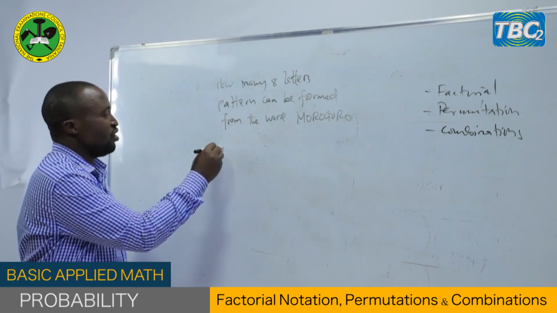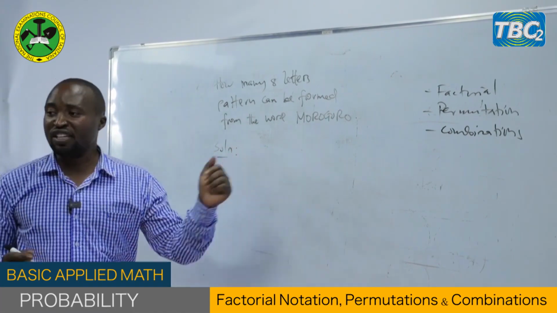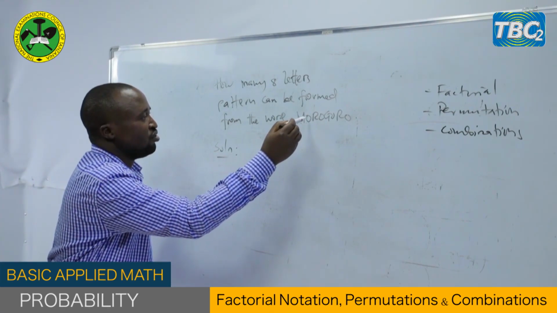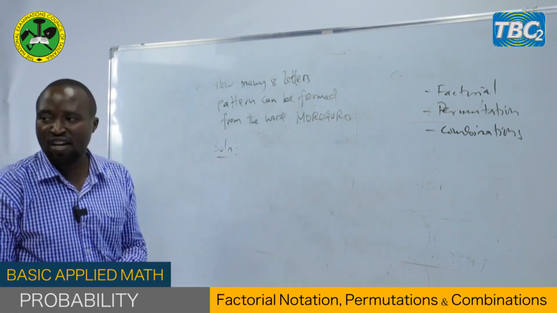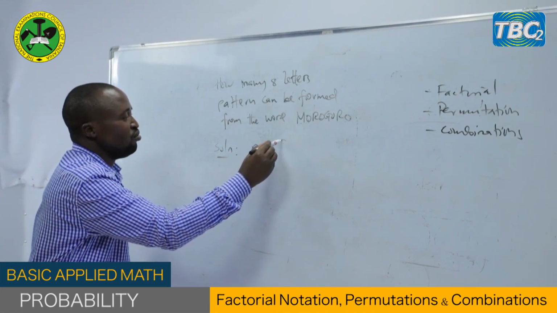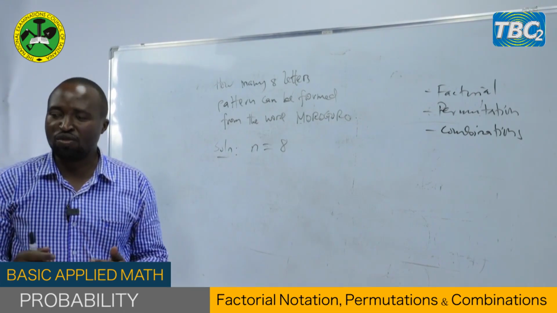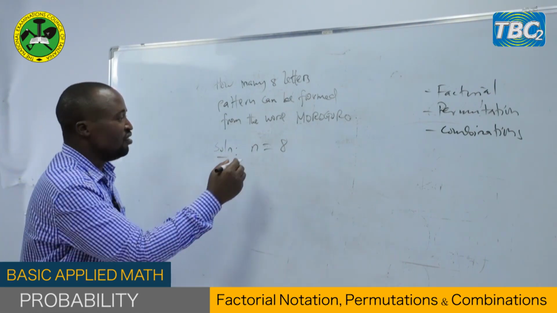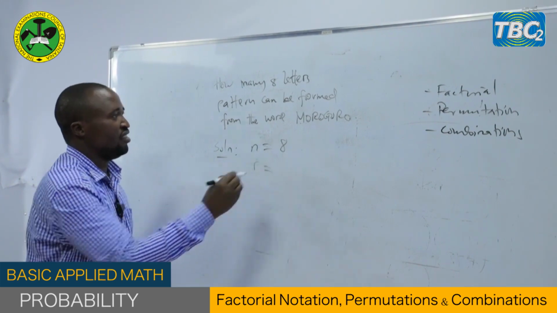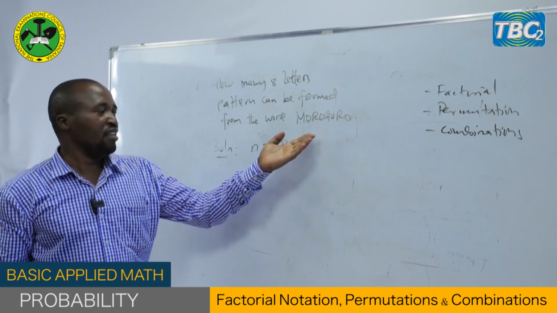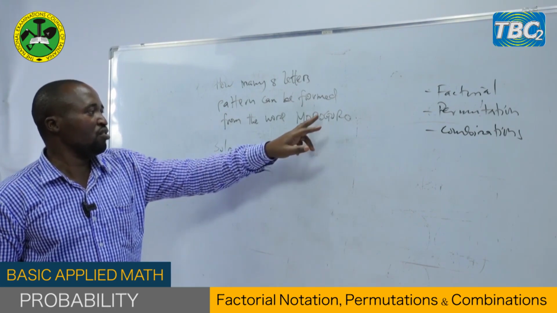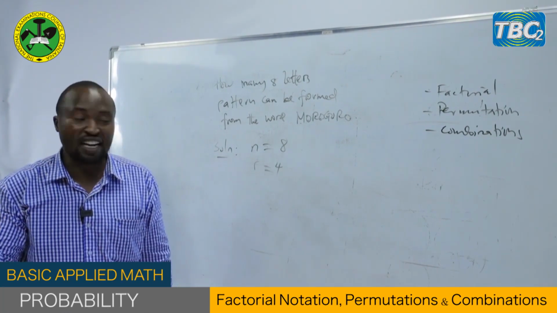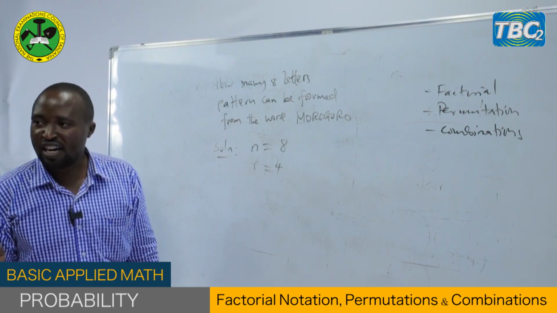So first of all, we can count all letters in the given word. So if we count very carefully, we have 1, 2, 3, 4, 5, 6, 7, 8. So n is equal to 8. The total number of letters is equal to 8. And the letters which repeat, or the letters which are alike, we can call them r. So how many O's are we having here, my dear student? Because we have 1, 2, 3, 4. So we have 4 O's. So these are the letters which are alike.